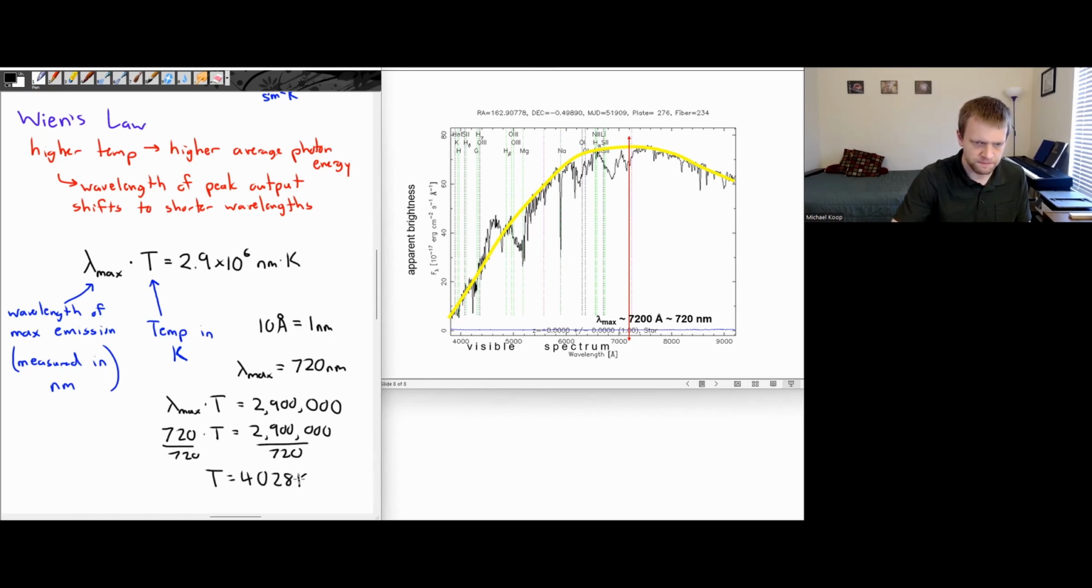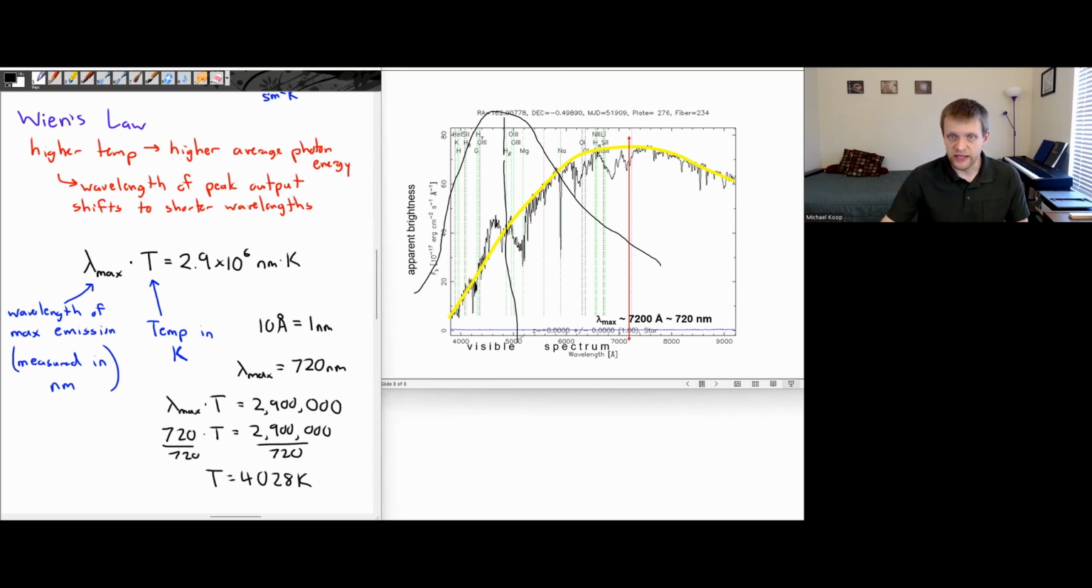4,028 Kelvin. This, of course, would be plus or minus a little bit, because did we find exactly the center of that highest point? Is it a little bit off? But we get approximately 4,000 Kelvin for this star. This is a little bit of a lower temperature star. If it were a higher temperature star, this graph would peak in a different part of the spectrum. It might peak somewhere over here instead, and we'd have a shorter wavelength of maximum emission, and that would correspond with a higher temperature.